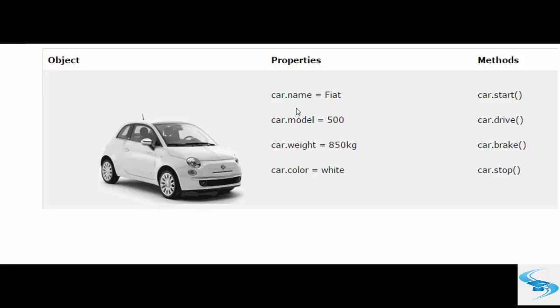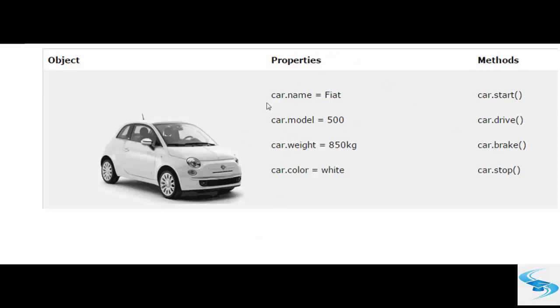The car name is Fiat, and this car is an object. The name of the object is car. The properties and methods are given here. Methods are for programming purposes, okay, and methods actually change the behavior of the properties.